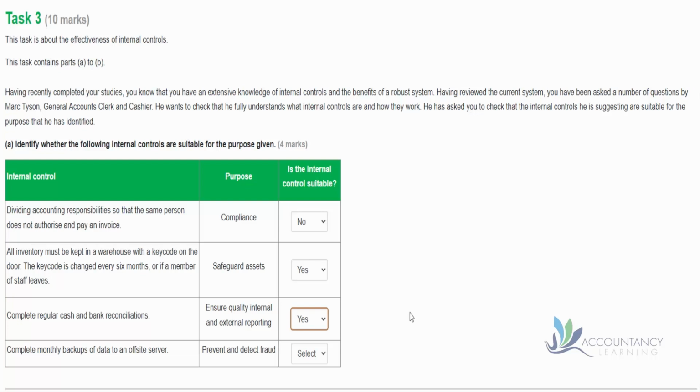And finally, we want to complete monthly backups of data to an off-site server. So this is going to help us to protect the integrity of the data that we have. So if there's any problems, we can go to the backup and restore the data. Now, the intended purpose is to prevent and detect fraud. Well, no, that's not going to be achieved here. We would want someone to be investigating the data to try and prevent fraud. Simply storing it somewhere else does not prevent or detect that fraud. So it's a good control, but it's not valid for this particular purpose.